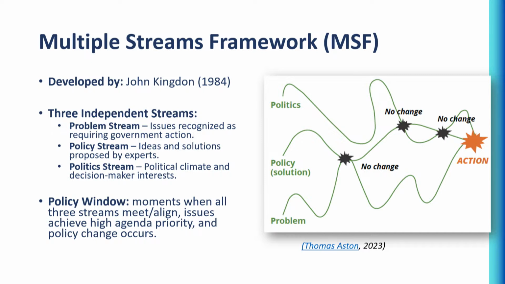So there will be instances when the problem and policy will align, okay, but then there is no political will. Or sometimes the politics and policy will go hand in hand, but then there may be no problem statement available. Or in the third scenario, it will be the politics and problem. Politicians will be highlighting, okay, there is a problem we need to do something, but we don't have a solution. So the action will happen when all these streams come together in a policy window.